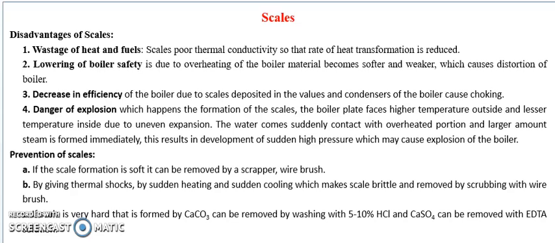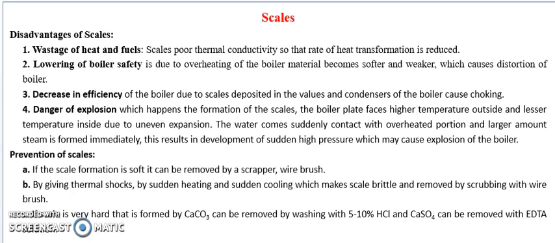Fourth is danger of explosion. When thick scales crack due to uneven expansion, the water suddenly comes in contact with overheated iron plates. This causes formation of a large amount of steam suddenly. So, sudden high pressure is developed, which may even cause explosion of the boiler.